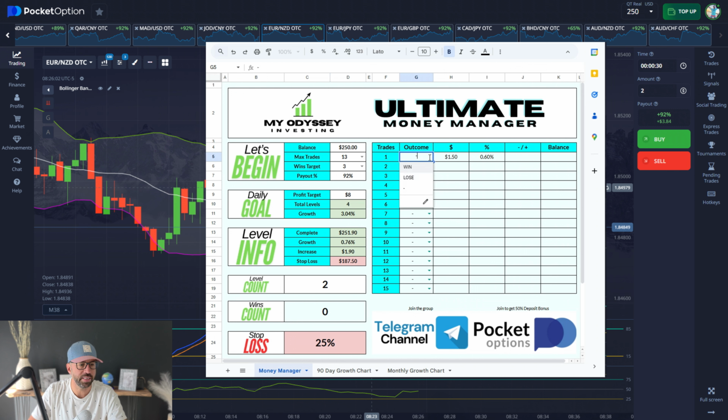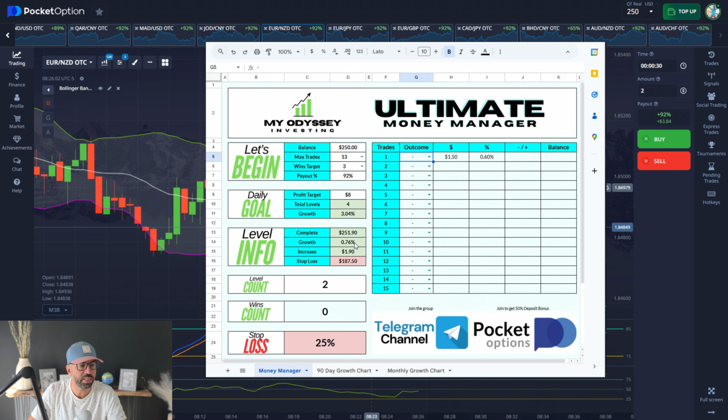A level is when you get a win, you complete the level. This is 1. You will start all over again. When you win again, you will complete that level, call it 2, and so on. I'm going to run through this so you can see it. I've got lots of videos on this. Check out my YouTube channel to see how that works.